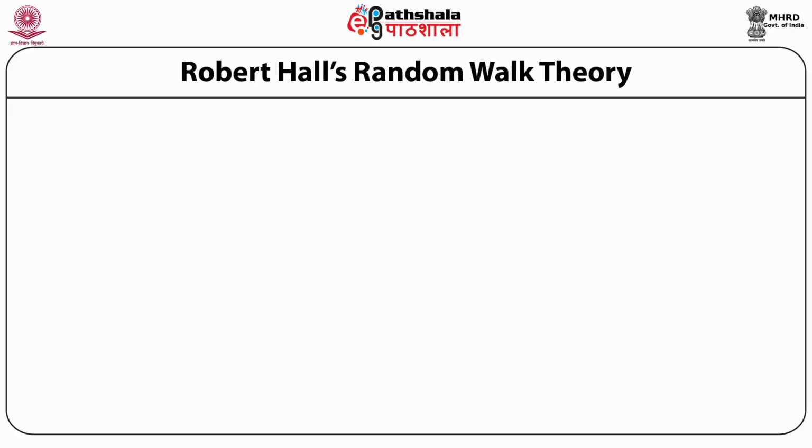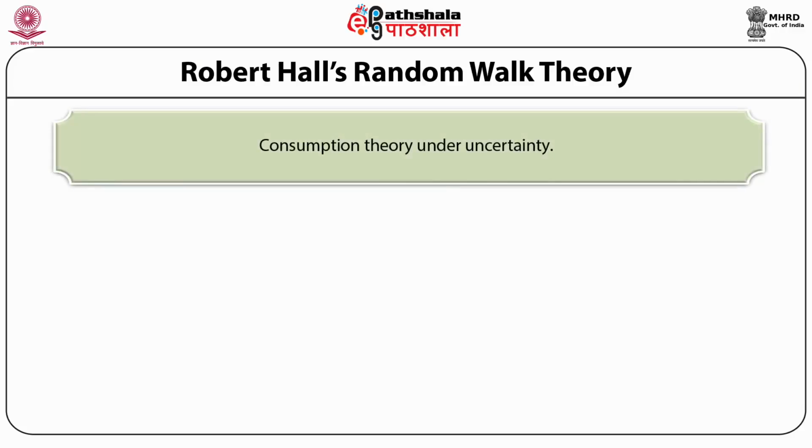Next consumption theory is Robert Hall's random walk theory. In all the previous theories that we have discussed so far, particularly in life cycle theory and permanent income theory, there is no uncertainty with regard to the future income. Robert E. Hall based his theory on this flaw of earlier theories by incorporating the uncertainty of income to life cycle and permanent income hypothesis. That is why this theory is also known as consumption theory under uncertainty. Some also call this theory as modern life cycle and permanent income hypothesis.